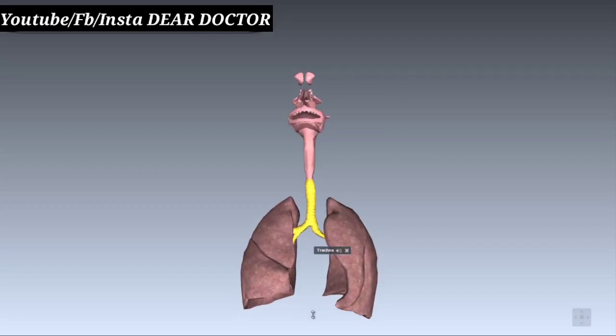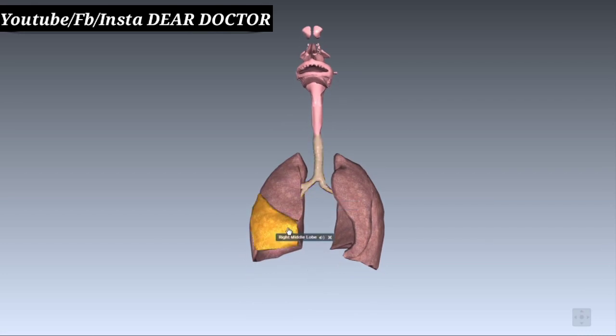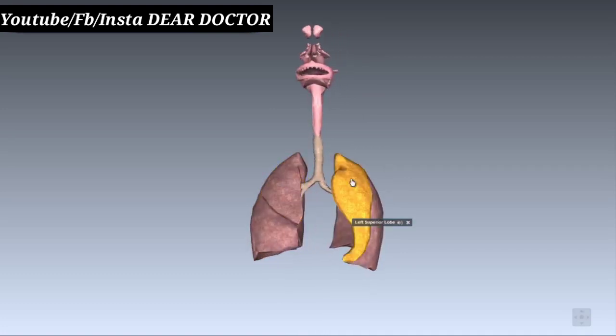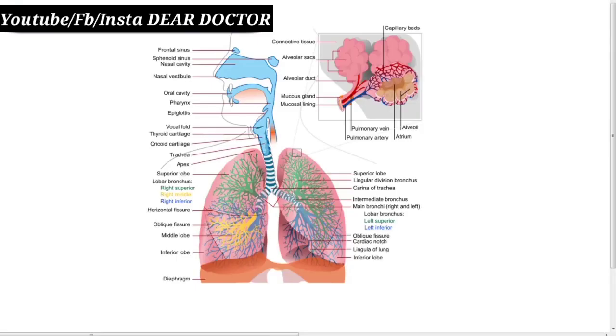If you look at it in 3D, it's perfectly illustrated. The middle lobe, then the oblique fissure, the inferior lobe, and the superior lobe. The superior lobe, oblique fissure, and the inferior lobe.